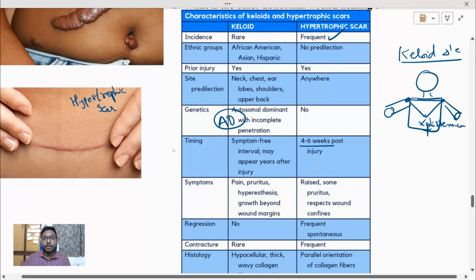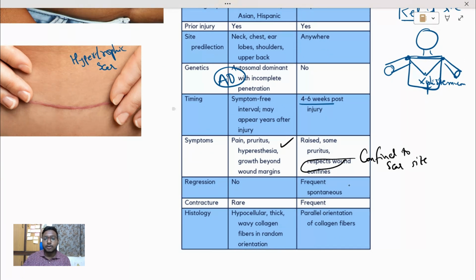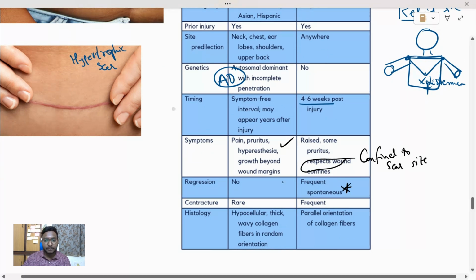Okay, right. Next. So as you can see here, mainly it will be pruritus and pain in case of keloid, whereas pruritus is present in hypertrophic scar as well, but it will respect the wound, so it is confined to the scar site. Next, there may be a chance of frequent spontaneous regression in case of hypertrophic scar, whereas there is no such scenario in case of keloid, and there will be frequent contracture seen in hypertrophic scar, but it is rare in case of keloid.